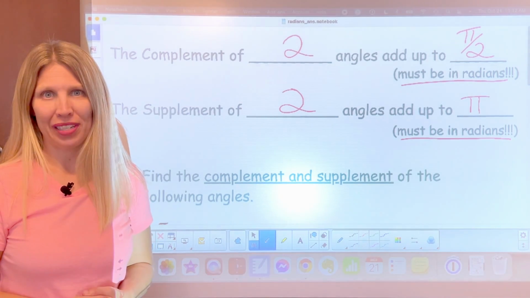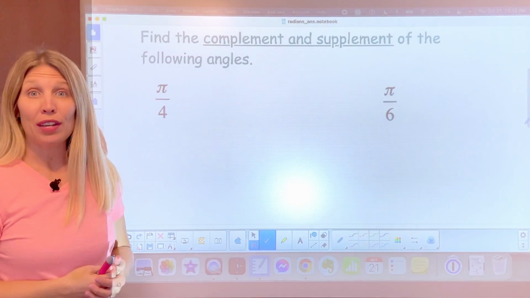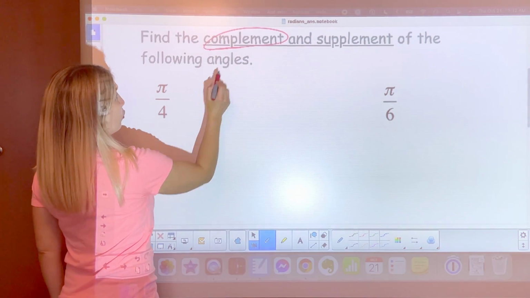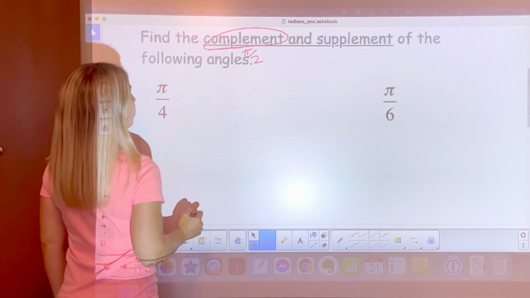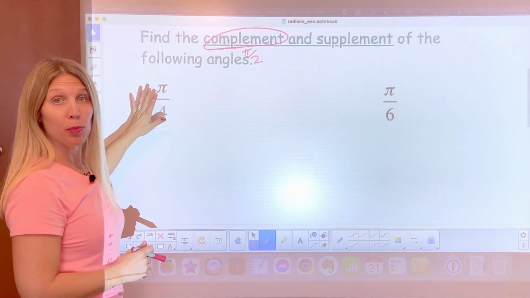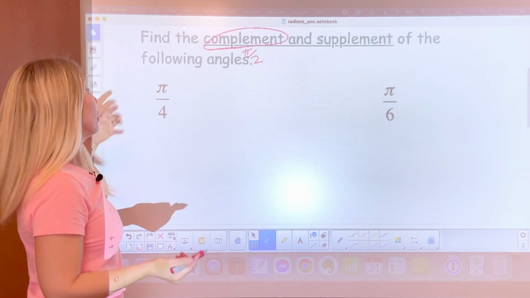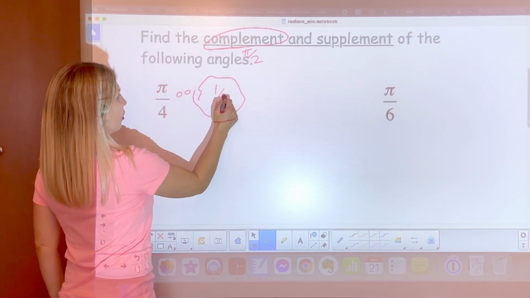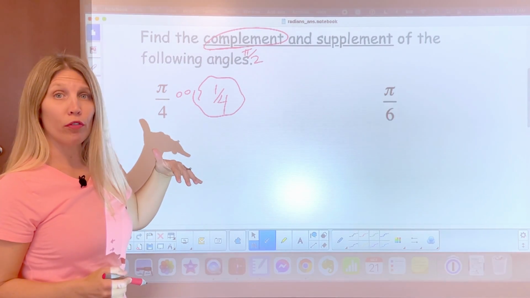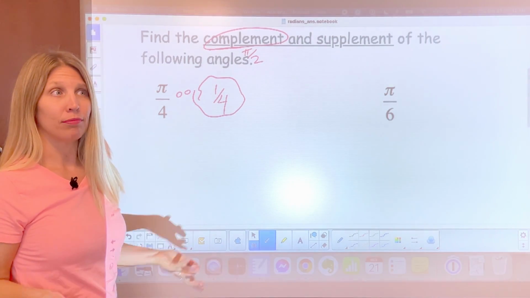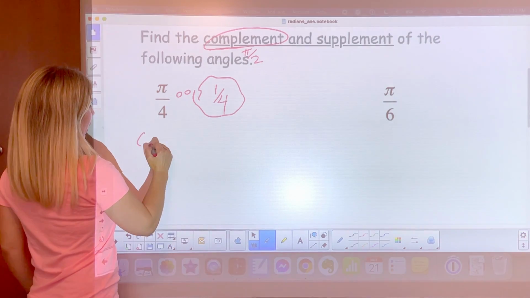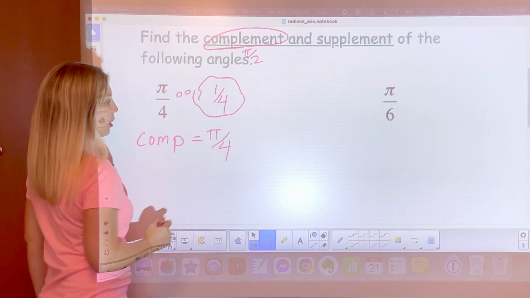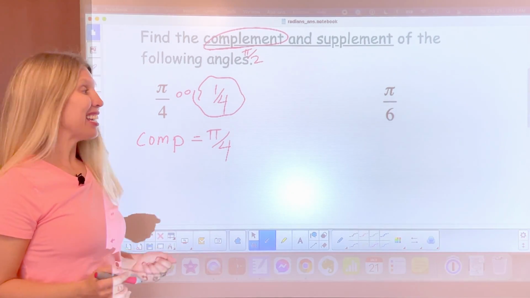So let's try a couple of examples of how this will work. Let's find the complement. If we're going to do the complement first, that is pi over 2. So I need to know what plus pi over 4 will give me pi over 2. Well, if you think about it, just think about this as 1/4. What do you need to add to 1/4 to get to 1/2? Well, another 4th. So the complement of pi over 4 is another pi over 4, right?